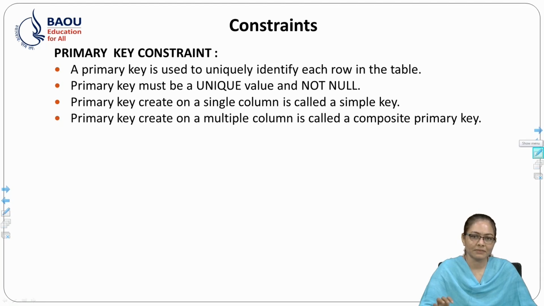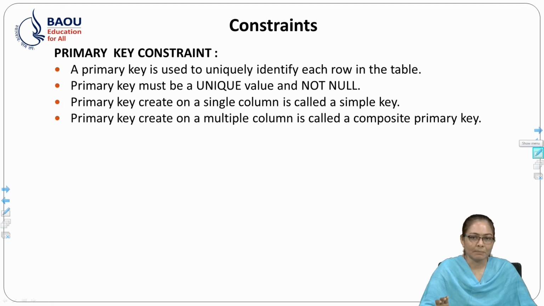Now we see the first one, the primary key constraint. The primary key is used to uniquely identify each row in the table. Primary key must be a unique value and not null, meaning the column we define as the primary key contains a unique value, and null or blank are not allowed. A primary key created on a single column is called a simple key and one created on multiple columns is called a composite primary key.